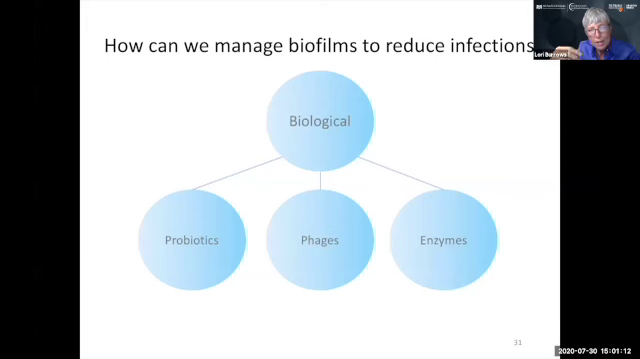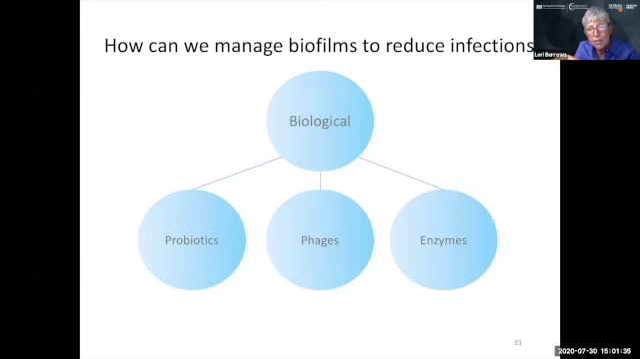Bacteriophages are becoming sexy again. They sort of fell out of use when antibiotics came along because they're very specific for certain bacteria, and antibiotics are a little more broad spectrum. So people found antibiotics easier to use. But since we are now in the era of superbugs and multi-drug resistant bacteria, people are turning back to phages.